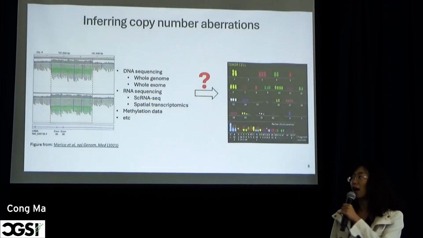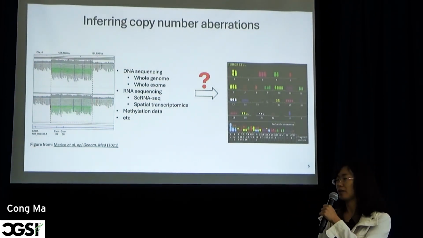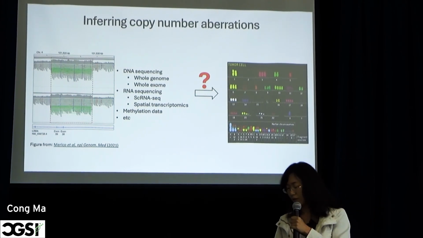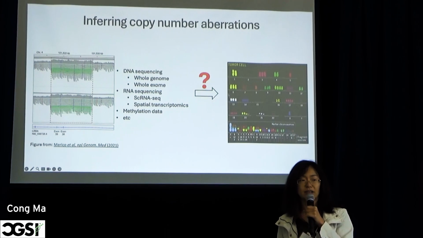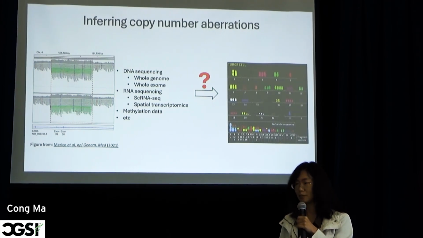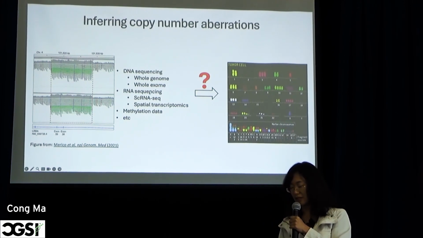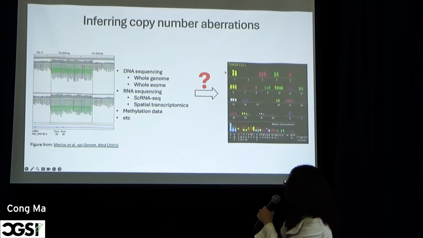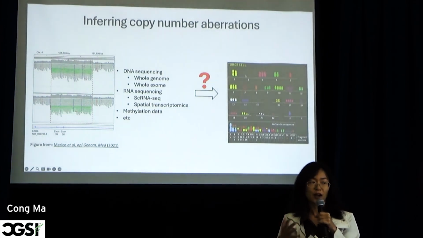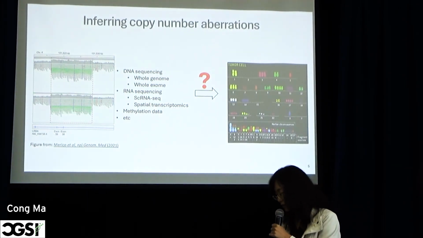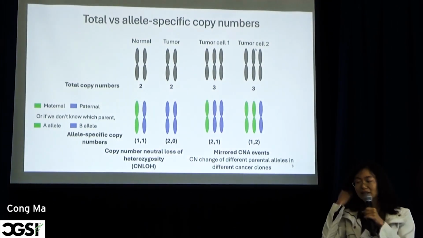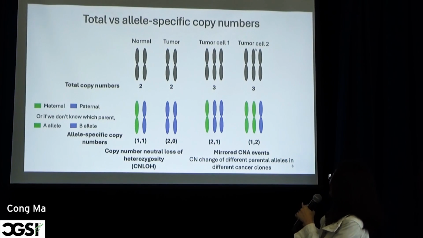The question is, how can we infer copy number aberrations from data? Sequencing technologies have been developed, and sequencing data has been published for, I guess, tens of thousands of cancer patients. There are a lot of different types: DNA sequencing, RNA sequencing, methylation, etc. The question is, given the sequencing data, can we infer the copy number aberration profile of the genome of the tumor? Before going into how we can do that, let me clarify two more concepts.